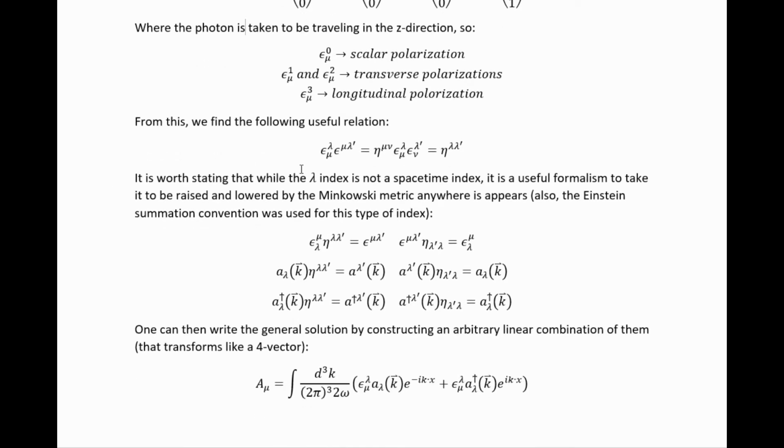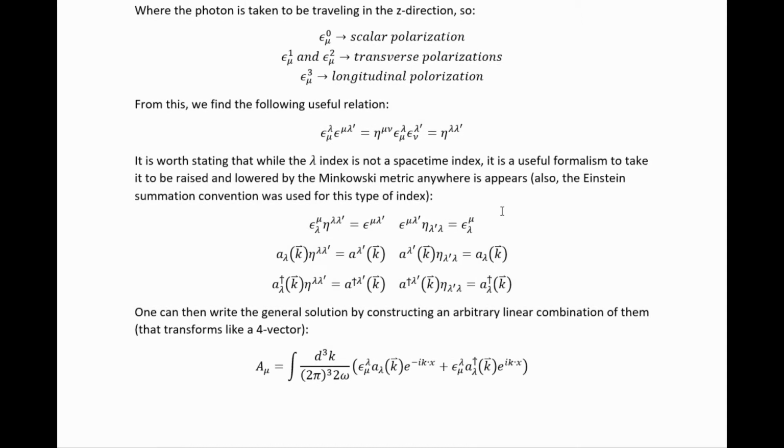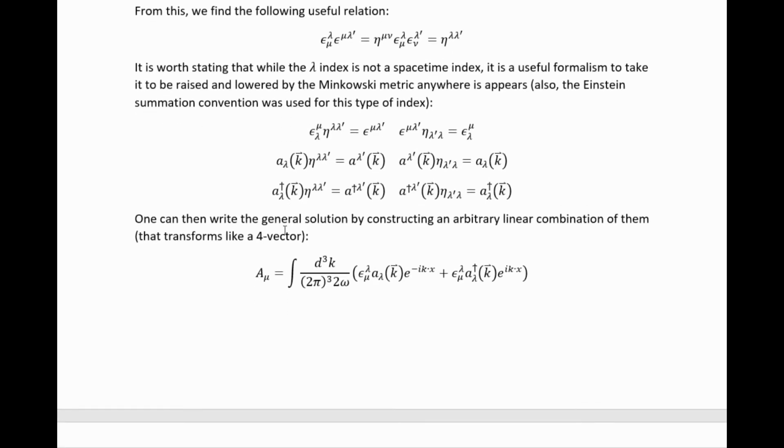It is worth stating that while the lambda index is not a space-time index, it is a useful formalism to take it to be raised and lowered by the Minkowski metric anywhere it appears. Also, the Einstein summation convention will be used for this type of index. Really all we're doing is defining the upper and lower indices to be related to each other by contraction with the Minkowski metric instead of just leaving it meaningless where you put the index. This is just an extra bit of definition.